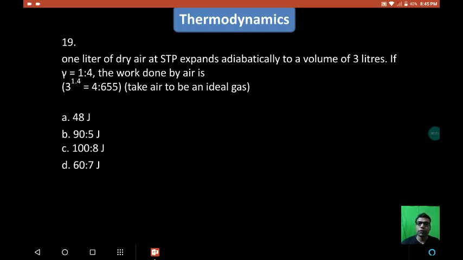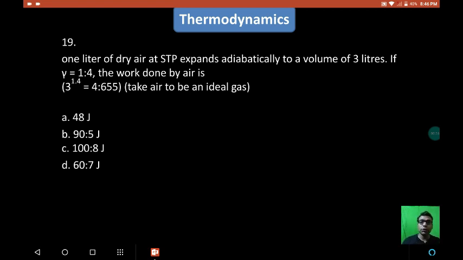So the new problem is from thermodynamics, in which 1 liter of dry air at STP expands adiabatically to a volume of 3 liters. If gamma is 1.4, what is the work done by air? We have to find the work done in this, and this process is adiabatic. Please note that the process is adiabatic.